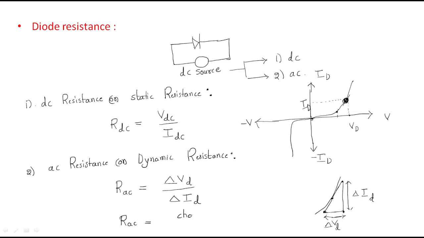That is the change in voltage by change in current, for the forward bias characteristics. So these are the resistances of the diode. A single point represents the diode resistance, but by drawing the tangent, we get the change in voltage and change in current. That is the dynamic resistance. Okay, right.